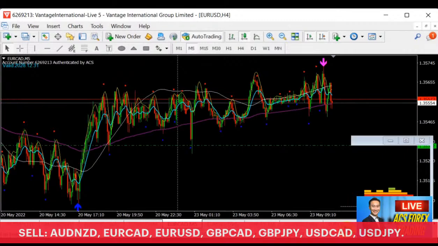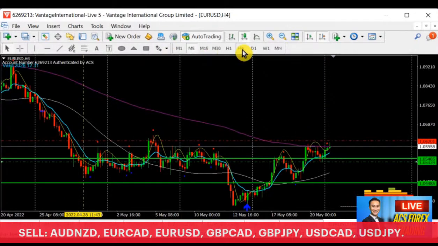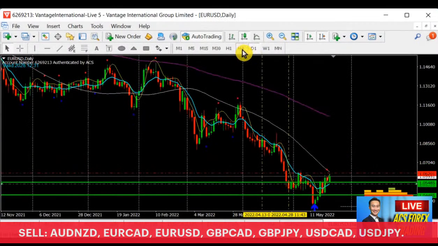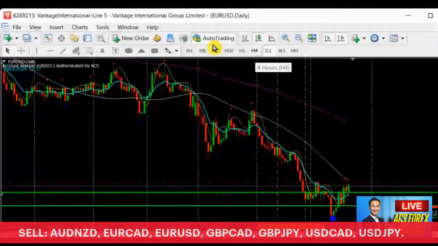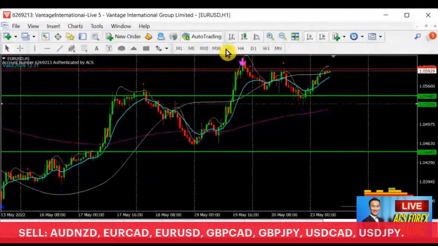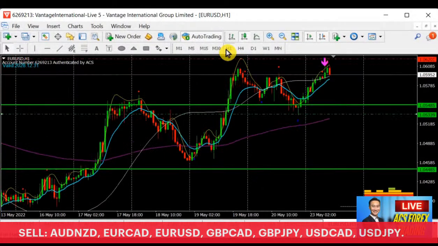So Euro dollar, let's take a look at Euro dollar. Euro dollar over here looks good. It is going to have resistance to go. We still have a while to go, right? So let's hang on for a little while first. Let's see, what do we have here?